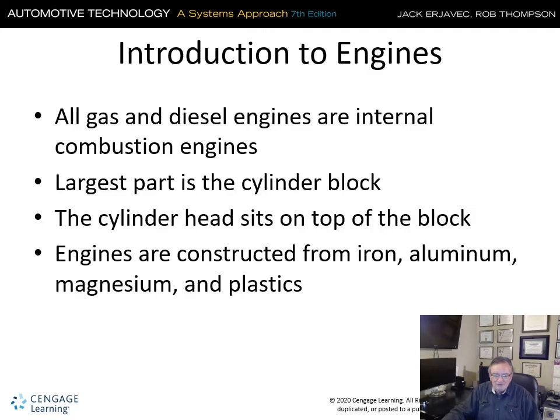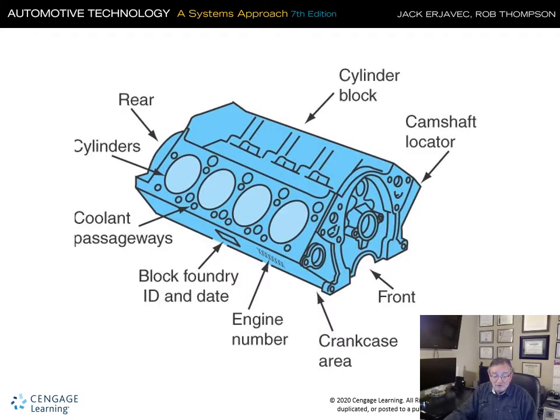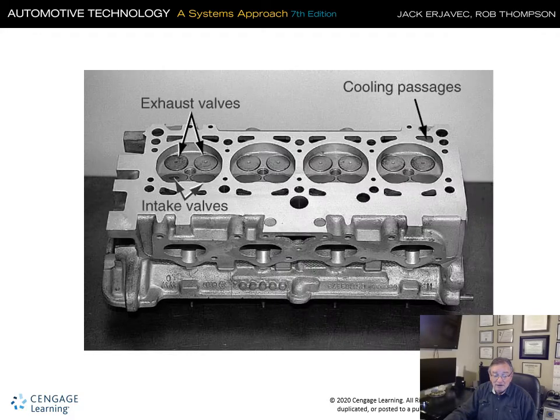Introduction to engines. Gas and diesels are internal combustion engines, also called ICE. Largest components of the block. Cylinder head sits on top, and they're iron, ductile iron, aluminum, magnesium, and even plastics. Here's a typical casting for a V8, pretty straightforward. Here's a cylinder head for either one piece of a V8 or a straight 4.